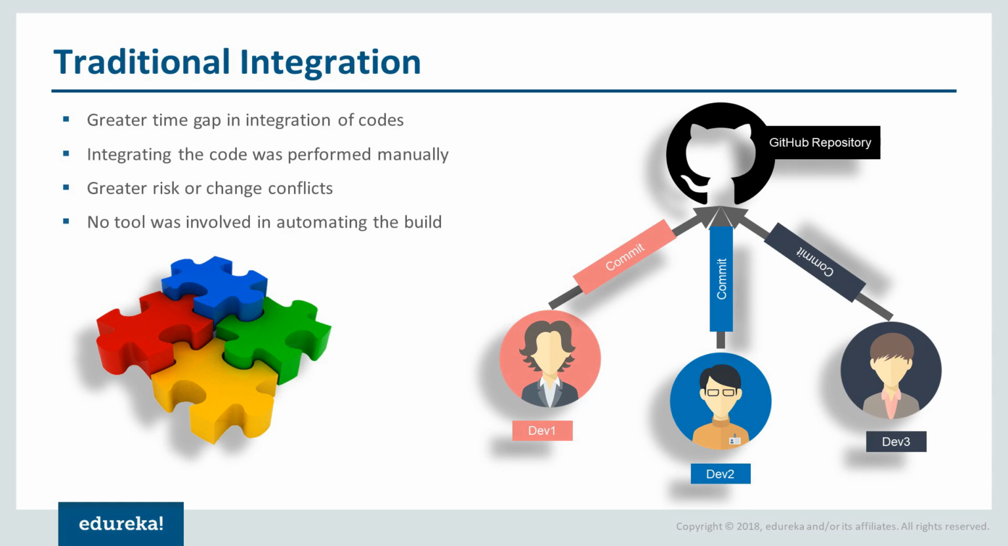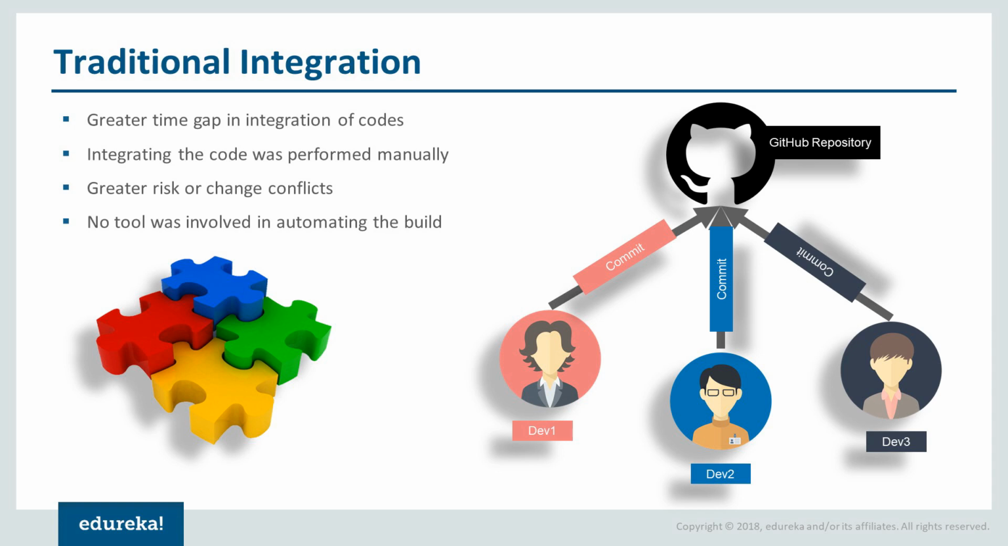The major problem in traditional integration is, first of all, the greater time gap in integration of code. There is no specific time period as to when the developers are committing their code, and no specific guidance on that. As and when they complete their work, sometimes it is weeks, sometimes it is months. And once every commit is done, there is an integration process involved. The code has to be integrated, and that is where the major pain point happens.